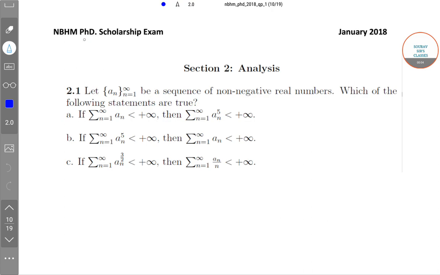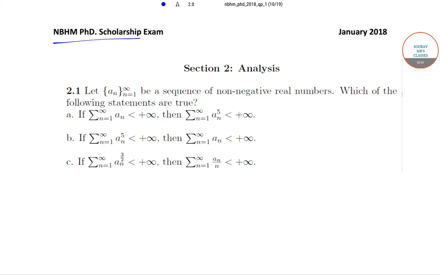Today we will be solving the NBHM PhD scholarship exam questions from the January 2018 paper. We will be solving questions which came from section 2, that is basically the real analysis part of the paper. So let's start off with the question.